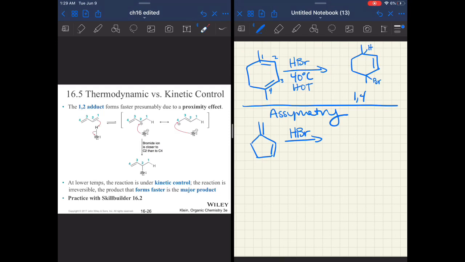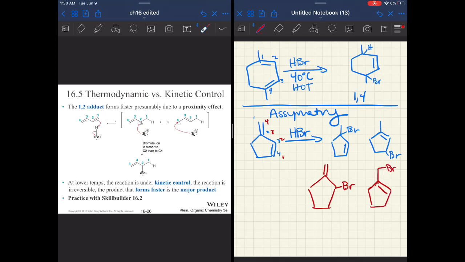So first, I'm going to go ahead and number top down. The kinetic product would be 1,2. And then the thermodynamic product would be 1,4. But what about if I numbered it the other way, 1, 2, 3, 4? Well, the 1,2 product would put the bromine here. And the 1,4 product would shift the double bond into that same position, but the bromine would now be up top. It's definitely worthwhile to practice a few of these.